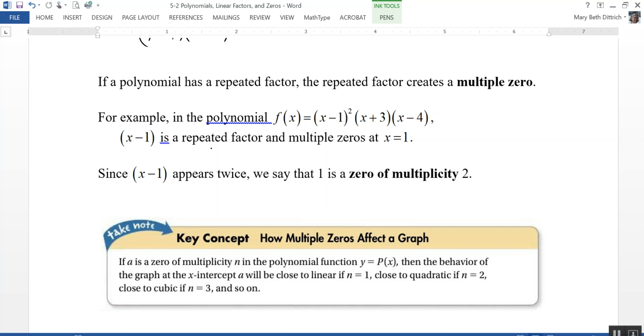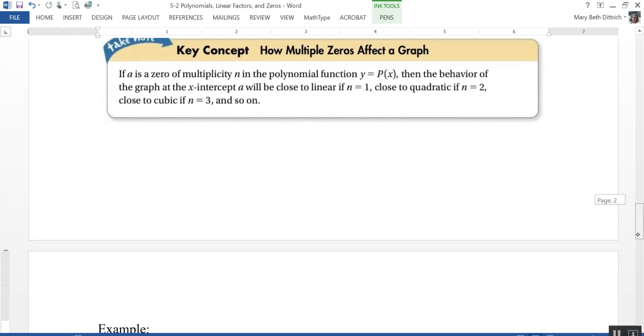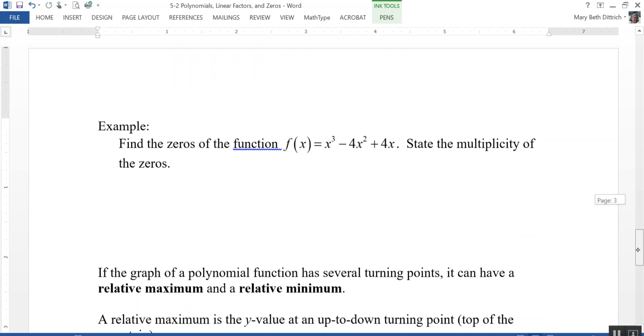So how do these multiple zeros affect a graph? If a is a zero of multiplicity n in the polynomial function y equals p of x, then the behavior of the graph at the x-intercept a will be close to linear if n equals 1, close to quadratic if n equals 2, close to cubic if n equals 3, and so on. So let's take a look at what this is going to look like.